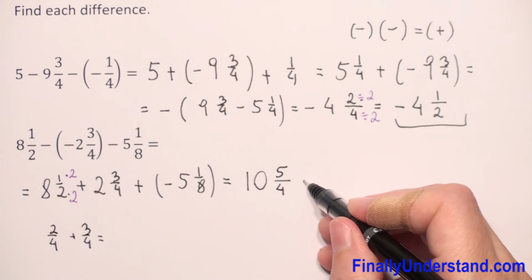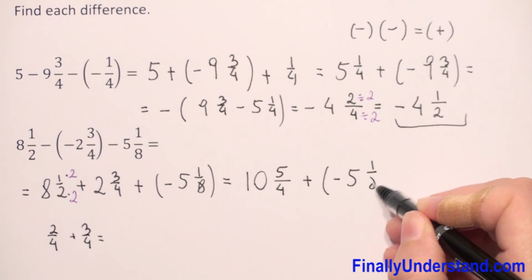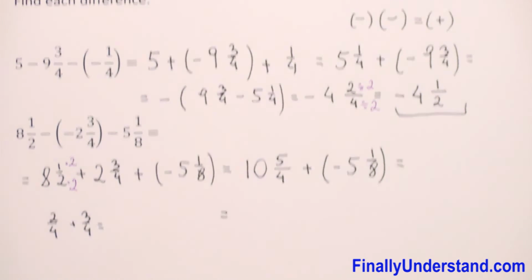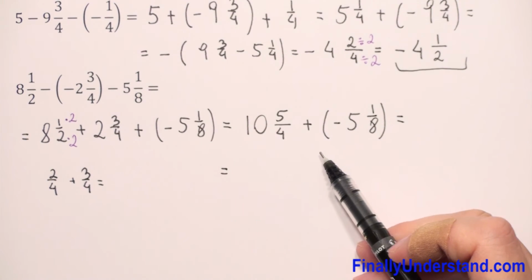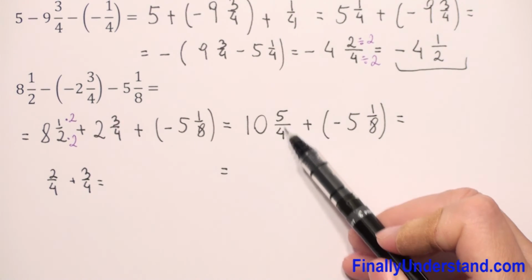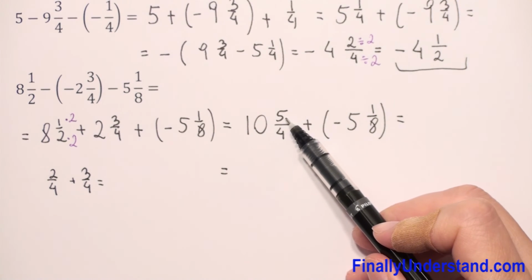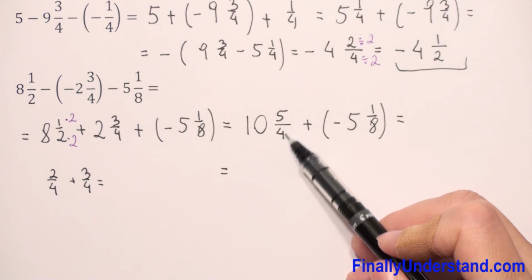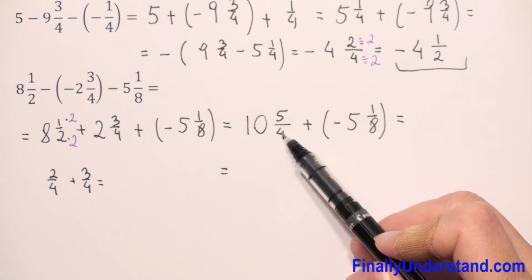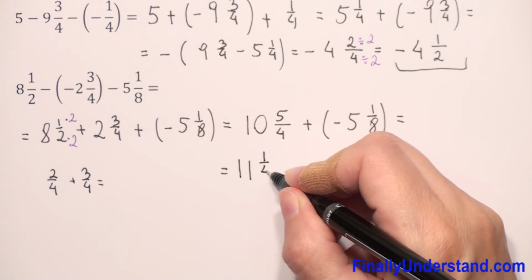And we have plus negative 5 and 1 over 8. Now we have addition of two numbers. One is positive, one negative. We still have 5 over 4, so because numerator is greater than the denominator, we can change this improper fraction to mixed number. It will be 1 and 1 over 4, so 1 plus 10 will be now 11 and 1 over 4.